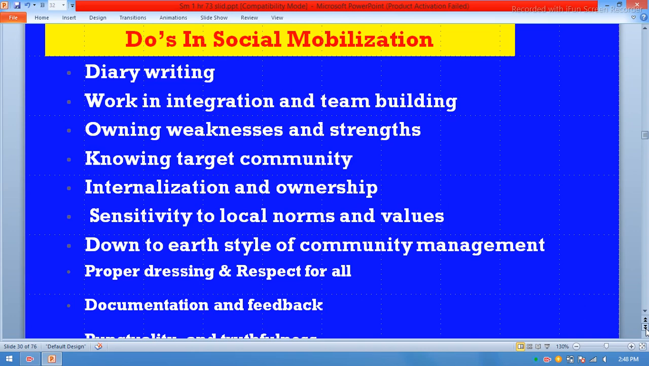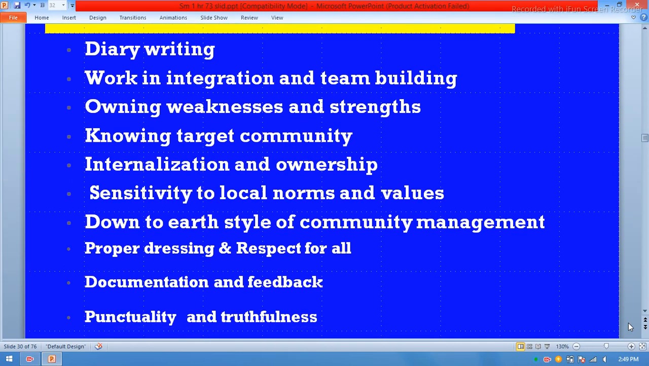Do in social mobilization: diary writing, work integration and team building, owning weaknesses and strengths, knowing the target community, internationalization and ownership, sensitivity to local norms and values, a down-to-earth style of community management, proper dressing and respect for all, documentation and feedback, punctuality and truthfulness.